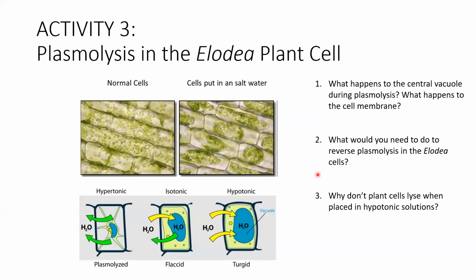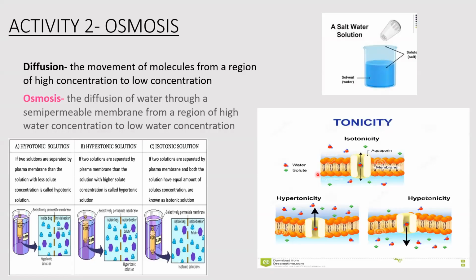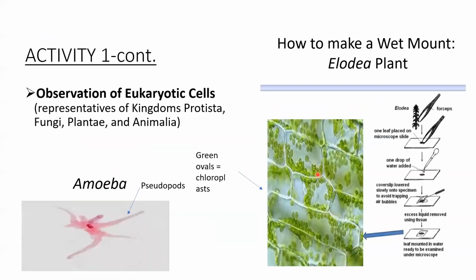So if we were in lab, you would conduct activity 3. Here, essentially what you would do is very similar to activity 1. You would prepare a wet mount of the Elodea plant. So you would use forceps to take one leaf off of this freshwater plant. You would place it on your microscope slide.